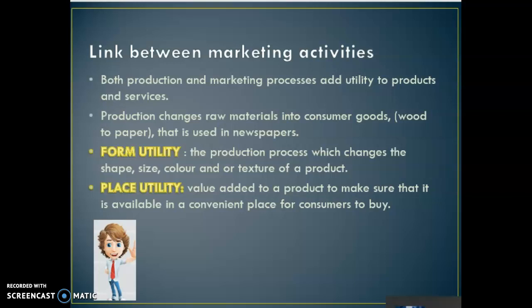So both production and marketing processes add utility to products and services. Production changes raw materials into consumer goods. Think of the wood being changed to paper that is then used in newspapers. When we talk about form utility, this is the production process which changes the shape, the size, the color, or even the texture of a product. Place utility is the value added to a product to make sure that it is available in a convenient place for consumers to purchase.